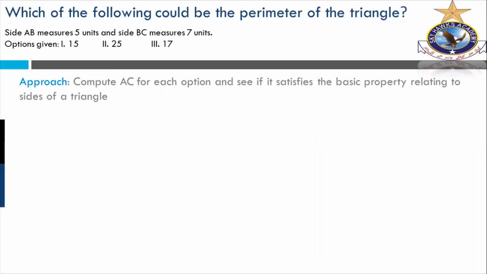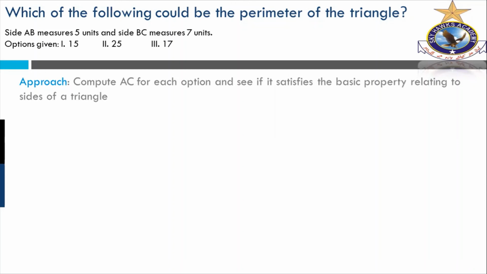So it would be 12 minus 15, 3. Okay. So can you make use of the basic property that the sum of any two sides must be greater than the third side? So here, if 3 is the third side, can we use the property that the sum of any two sides must be greater than the third side? Yes. How? 5 plus 3 is greater than 7, if 7 is the measure of BC. In this case, BC is the longest side. So 15 is a possibility.